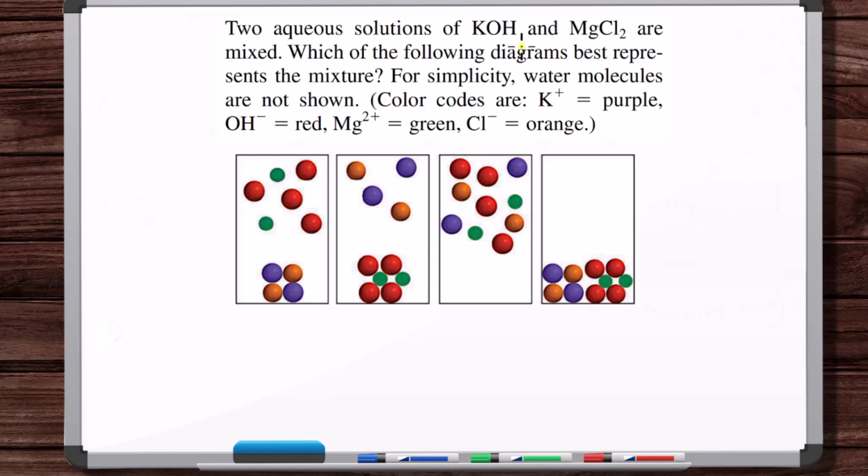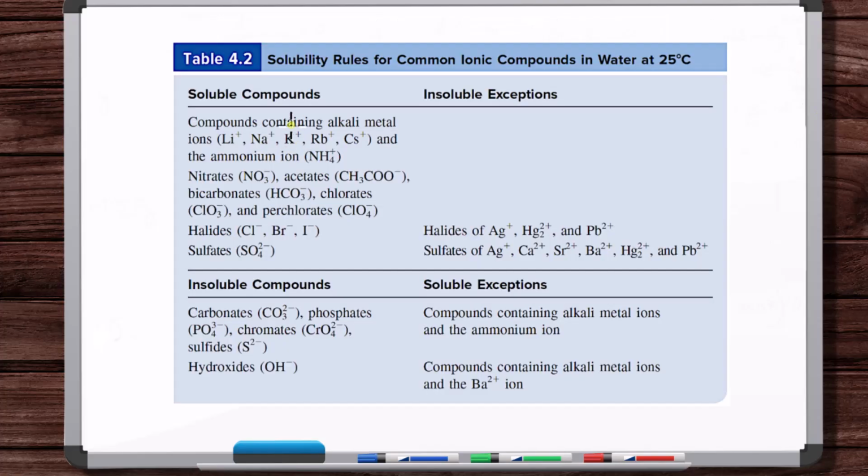Okay, now once these two solutions are mixed, you're going to get something like this, where all the ions are floating around. But once they're able to intermix, does it potentially just stay like this, or do you have precipitates that come out of the solution? So what happens when the potassium cations interact with the chloride anions? Well, all ionic compounds containing potassium cations are soluble with no exceptions.